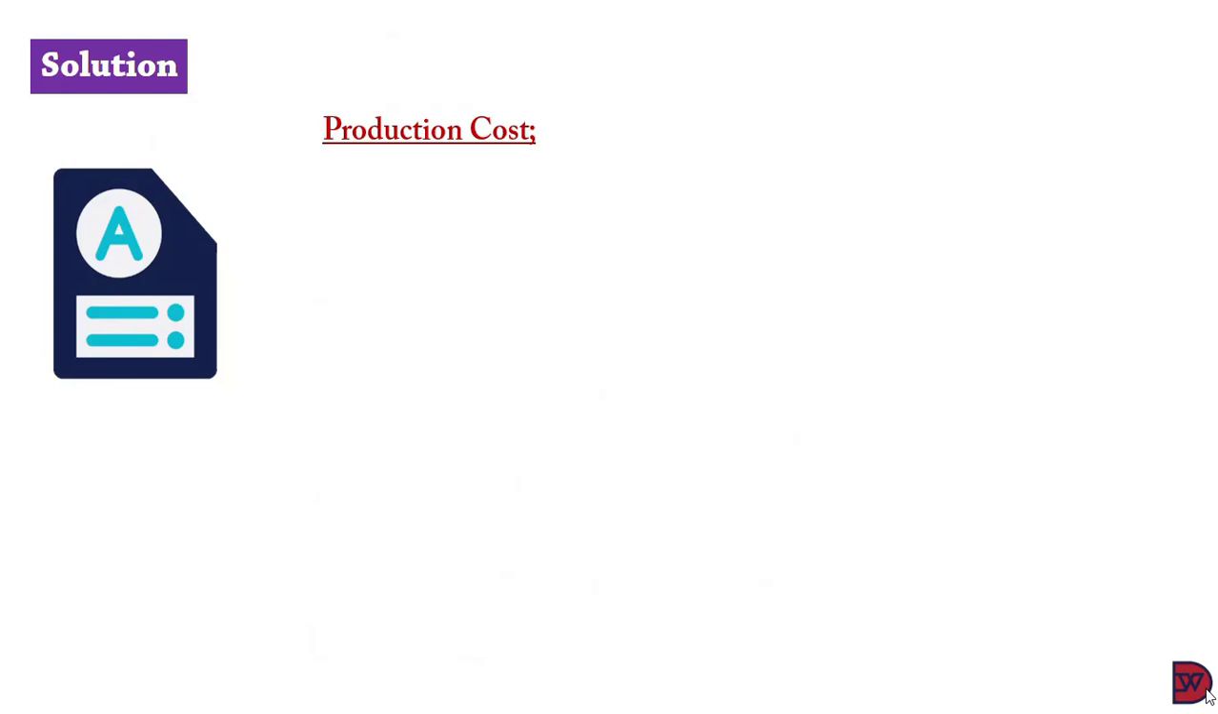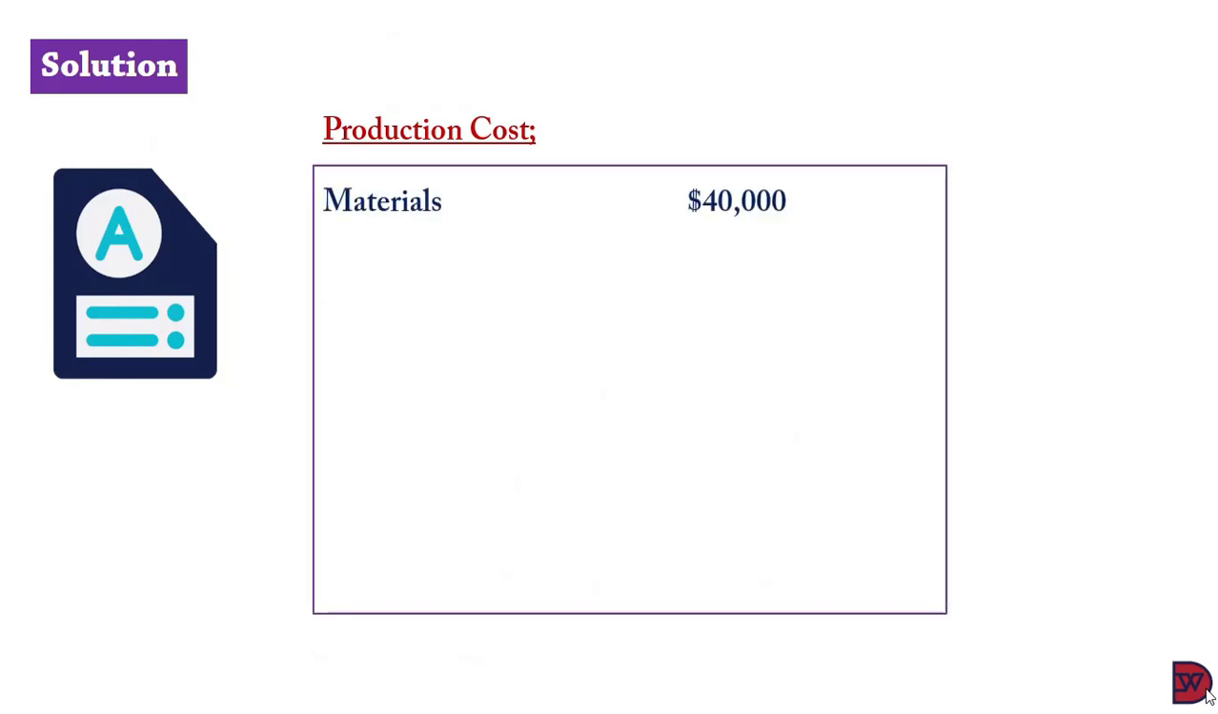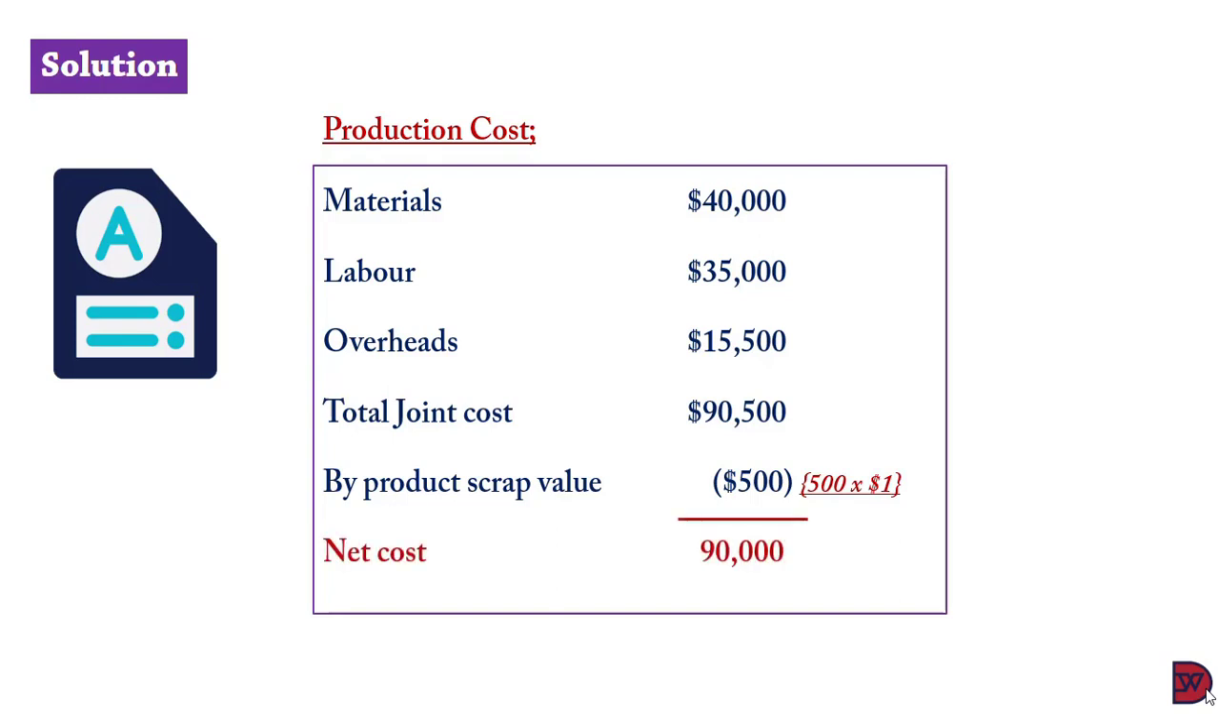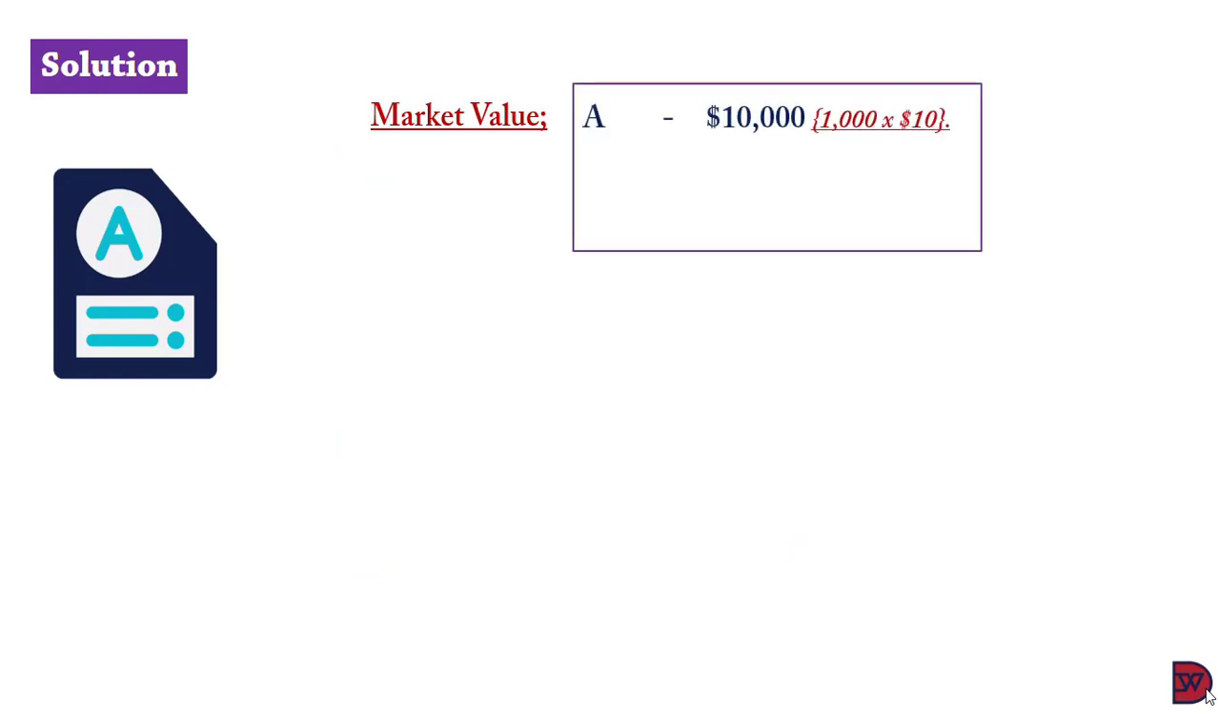For the solution, we start with the production cost. Materials, $40,000. Labor, $35,000. Overhead, $15,500. Joint cost is $90,500. Then as usual, we deduct the scrap value for the byproduct, $500. Then we get a net cost of $90,000. When we come to the market value, for A, the sales value was $10,000, that is 1,000 units sold at their selling price of $10 each. For B, 2,000 units were sold. The selling price was $5, also leading to $10,000. So the total is $20,000.